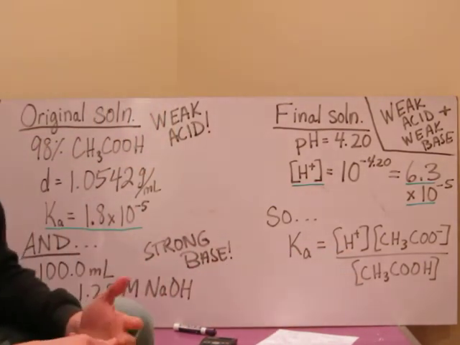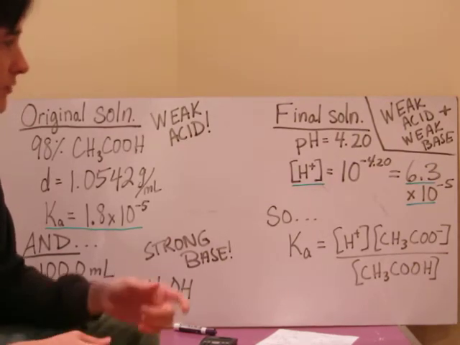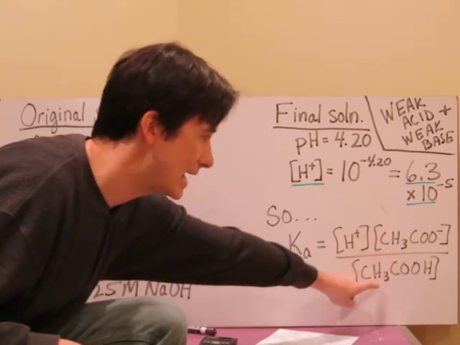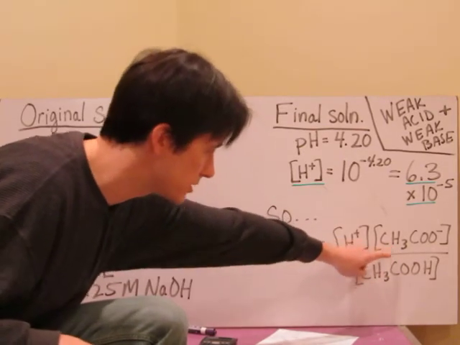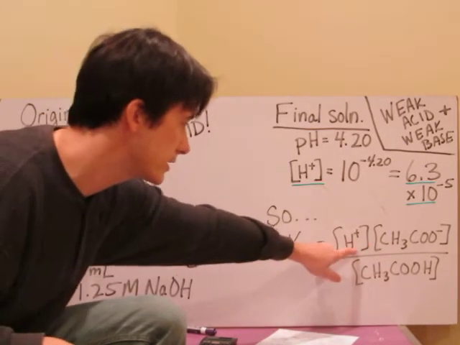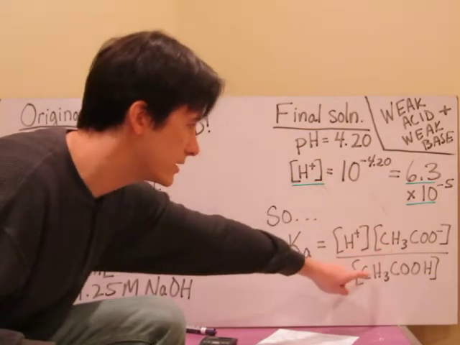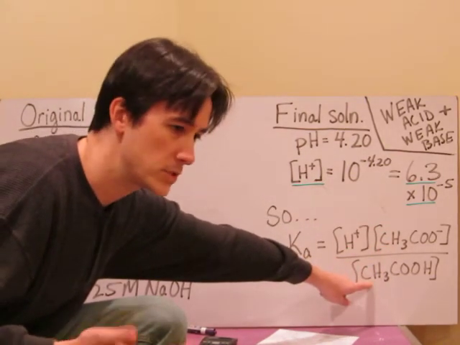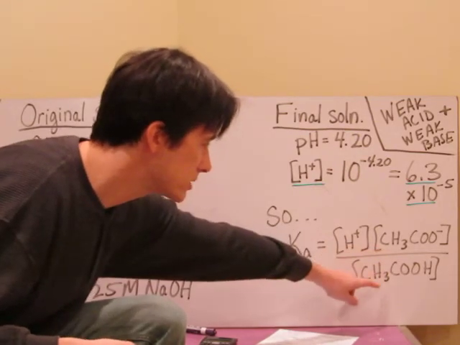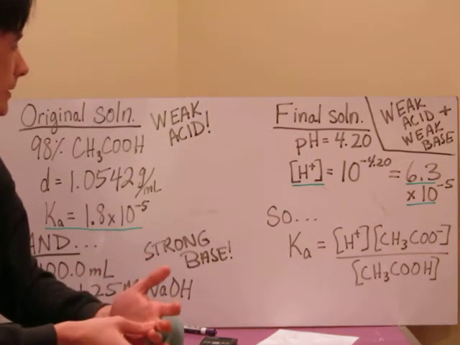Since we are dealing with a buffer, a buffer is a situation where we have a definite concentration of this and a concentration of this. We know that this is present and we know this is present. So since we have these two things, we're going to be able to get the ratio of the acetate to the acetic acid. So that's what we're looking to do: figure out what the ratio is. Are we going to have more of this? Are we going to have more of this? What's the exact ratio going to be?